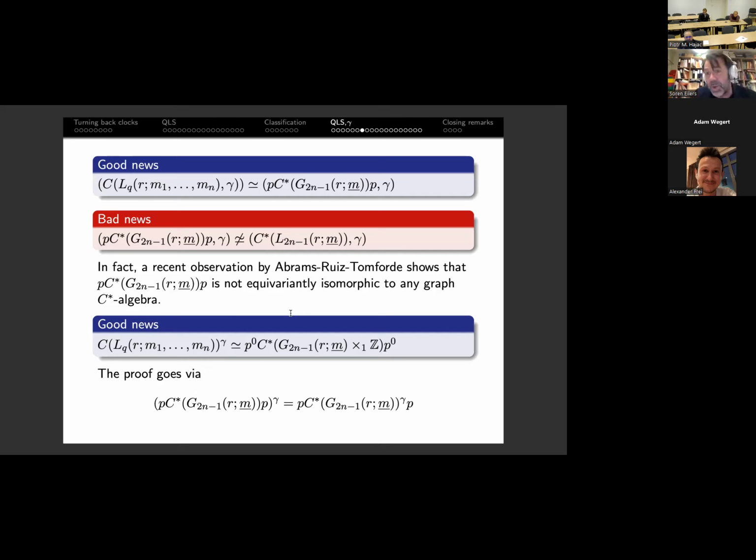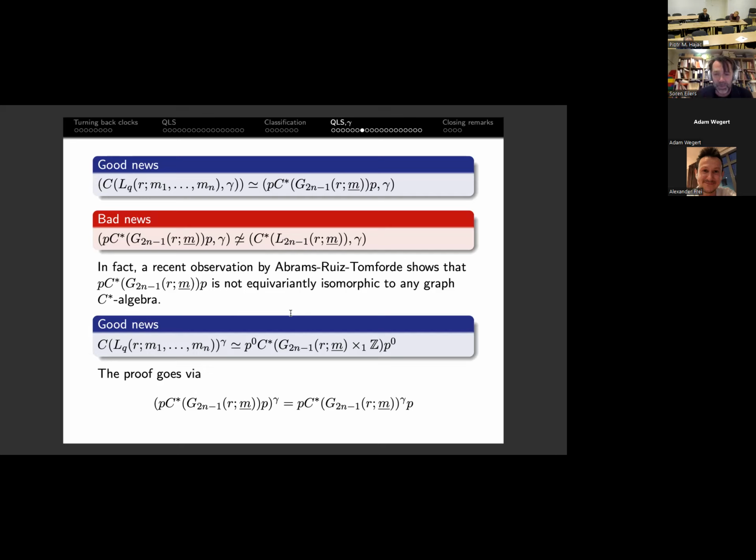So it's not true that, so it's true that if you have a corner of a nice graph C-star algebra, this is going to be a graph C-star algebra itself, but not equivariantly so. So this is sort of the bad news. But the good news is that at least if you look at the fixed point algebra, the fixed point algebra will actually still be a corner of a graph C-star algebra, and we can compute this corner.